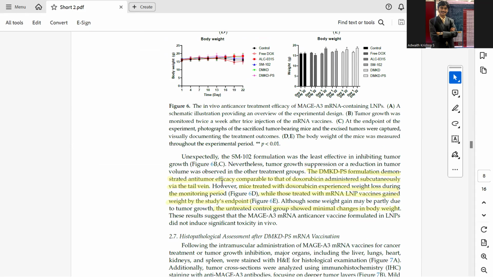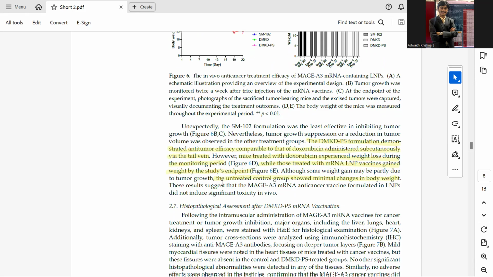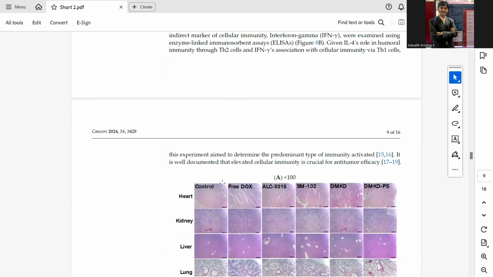But mice treated with doxorubicin experienced weight loss, while those treated with our mRNA vaccine gained weight during this study endpoint. This could also be due to tumor growth as such, but then this means lesser side effects for the vaccine-treated mice.